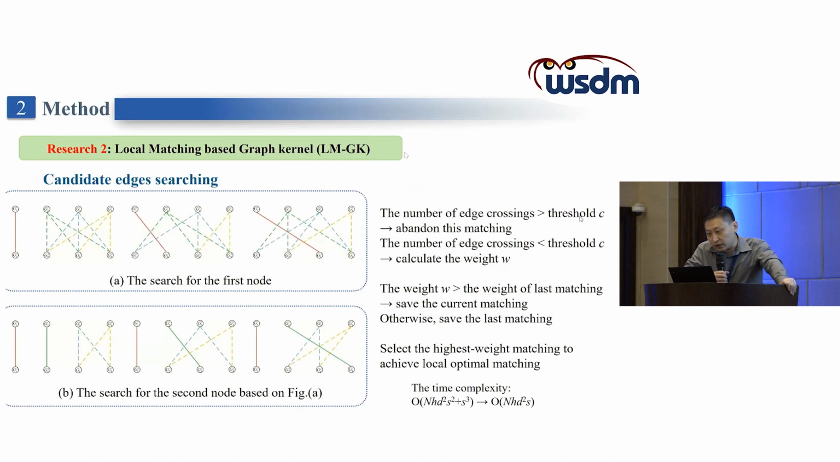So when the number of edge crossings is greater than the threshold C, we just skip this matching. When the number of edge crossings is less than C, we calculate the weight W. After that, we select the W which is the best so far, if it is greater than the current matching. Otherwise, we save the last matching.